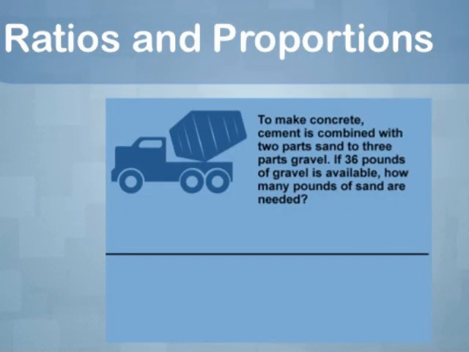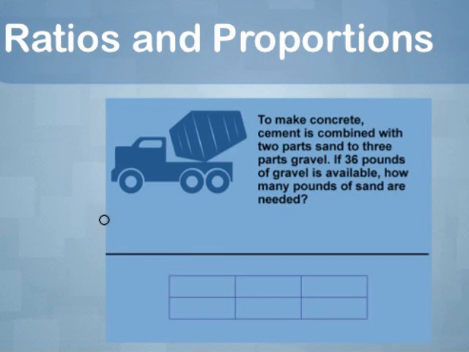To make concrete, cement is combined with 2 parts sand to 3 parts gravel. If 36 pounds of gravel is available, how many pounds of sand are needed? The ratio of sand to gravel is 2:3. We want to find the proportional amount that has 36 pounds of gravel. To solve this, we can use a ratio table like this.